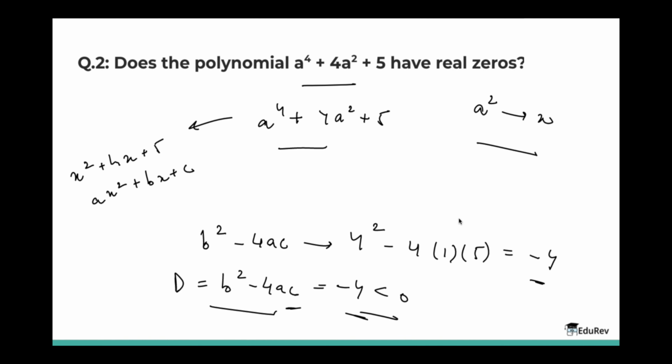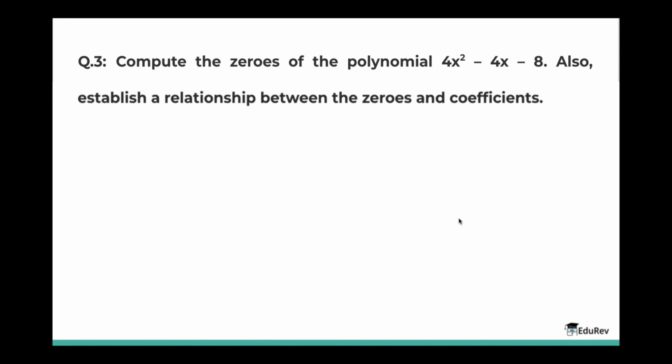Before actually moving to the next question, I just want to say that if you want to pause the video and try the questions before I solve them, you can absolutely do it. Another question, let's take it. So the question says compute the zeros of polynomial 4x square minus 4x minus 8. Also establish a relationship between the zeros and the coefficients.